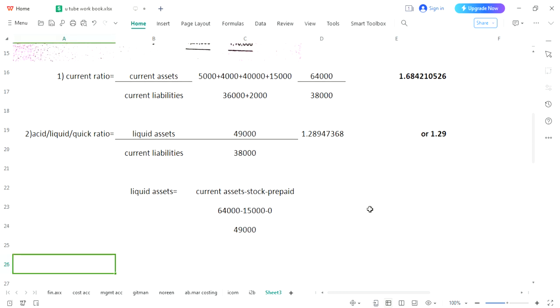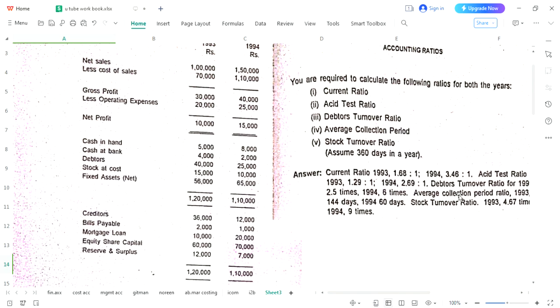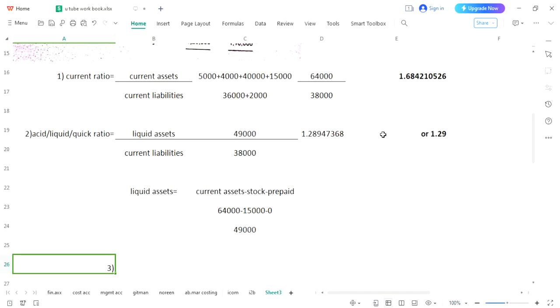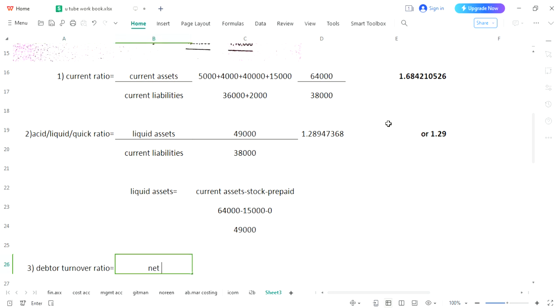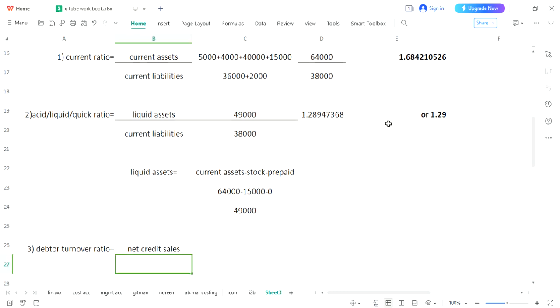Now let's see what third requirement is said in the question, debtor turnover ratio. Kindly keep it in mind, it is debtor turnover ratio. So first step is to calculate the ratio. We need to have net credit sales, and you are going to divide it with average debtors.